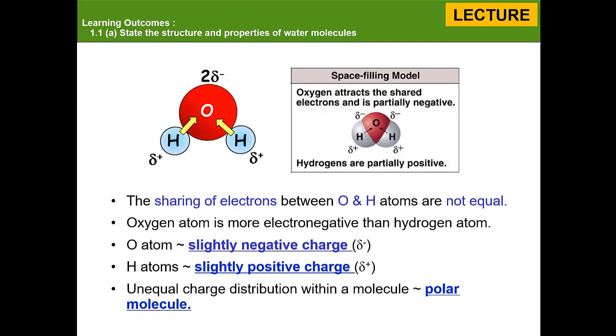The sharing of electrons between oxygen and hydrogen atoms are not equal. Oxygen atom is more electronegative than hydrogen atom. It will attract the shared electrons. Therefore, oxygen atom will be slightly negative charge, whereas the hydrogen atom will be slightly positive charge. Water molecule is a polar molecule due to its unequal charge distribution within its molecule.